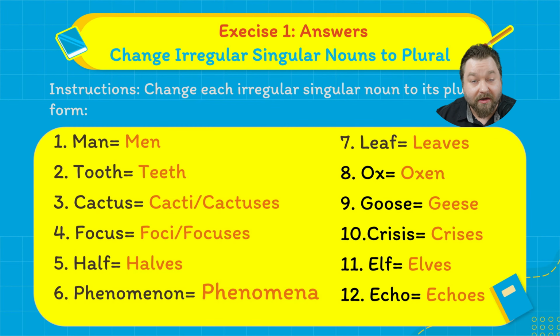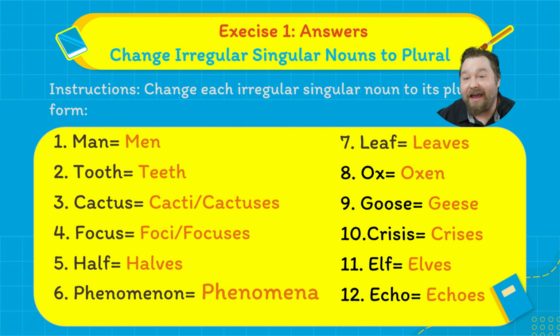Number 1, man. Well, men becomes men. Tooth, ooh, a weird one. Teeth. Number 3, cactus, okay, becomes cacti or cactuses. But see how that was really hard to say? Cactuses. So just say cacti, and you'll sound really scientific. Number 4, focus becomes foci or focuses. I don't remember foci, but focuses are kind of normal. So let's go with that one, okay?